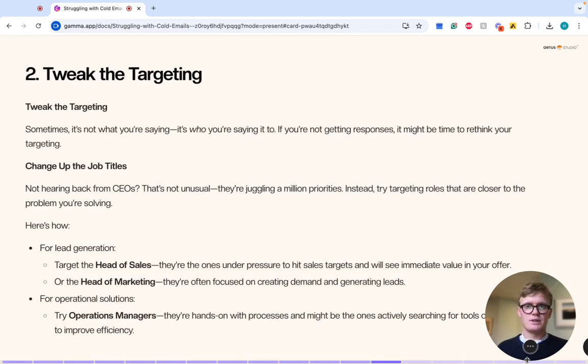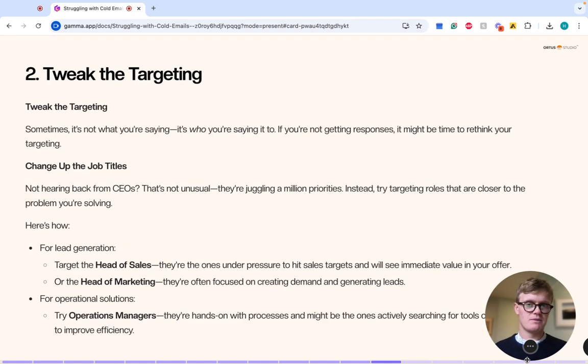So, tweak the targeting. Sometimes it's not what you're saying, it's who you're saying it to. If you're not getting responses, it might be time to rethink your targeting. Change up the job titles. Not hearing back from the CEO is not unusual. They've obviously got a million and one things on. So instead, try targeting roles that are closer to your problem.